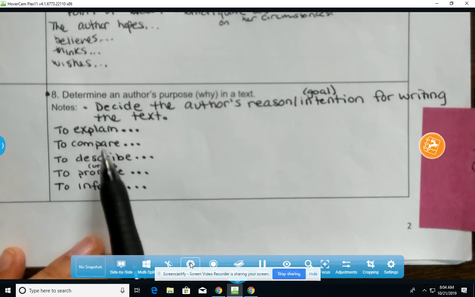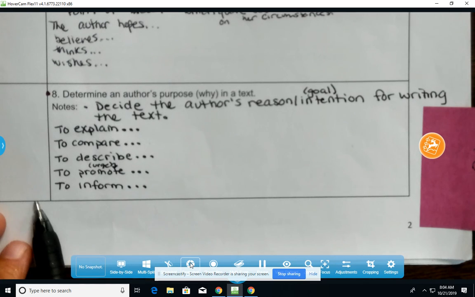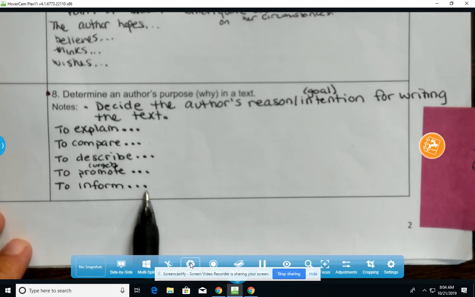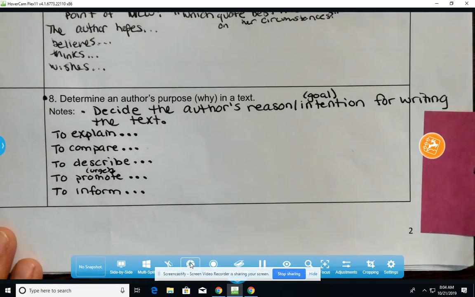Remember, the author's purpose is going to be either to explain, to compare, to describe, to promote, to inform. We don't list entertain in this section simply because obviously this is the informational packet. So in the informational writing pieces, they might be entertaining, but their purpose is never to, in fact, entertain.